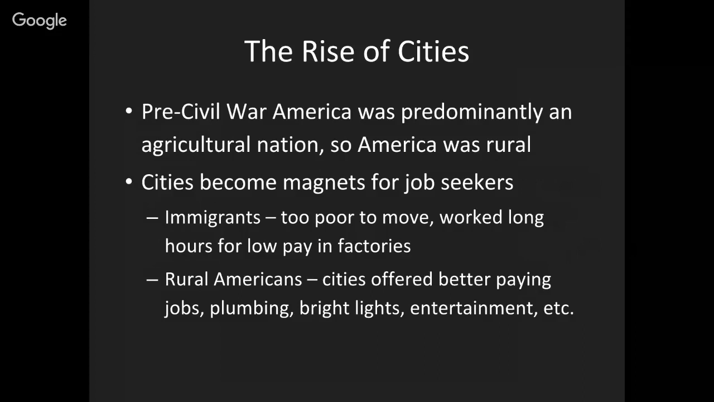But also rural Americans. Cities, number one, are going to offer a lot of those technological innovations that we talked about in the last section. They're going to have them a lot quicker than rural areas, things like plumbing and electricity. There's going to be entertainment. You're going to start to see the development of professional sports, like baseball will get started during this time. You're going to start seeing movies, Broadway shows. All those things are going to be available in cities that you don't have in rural areas.